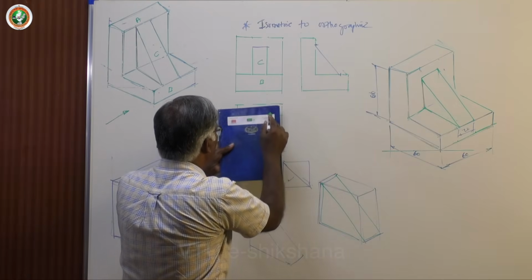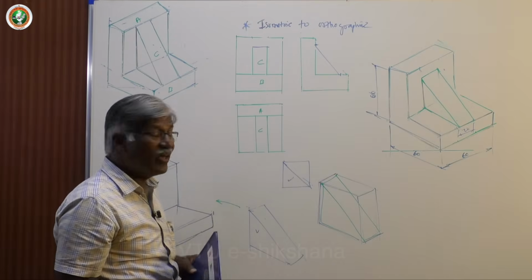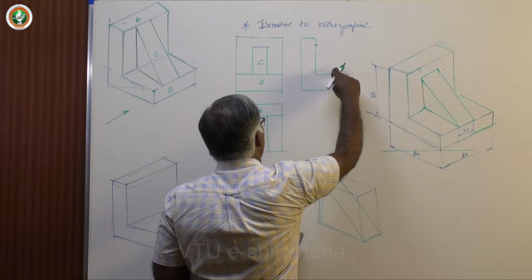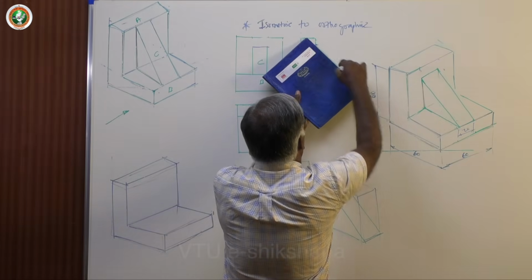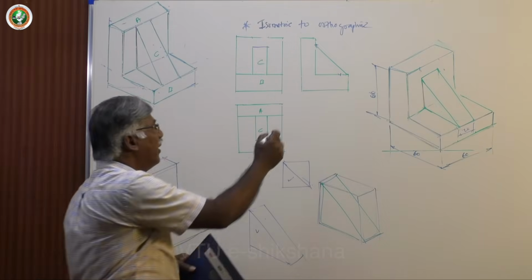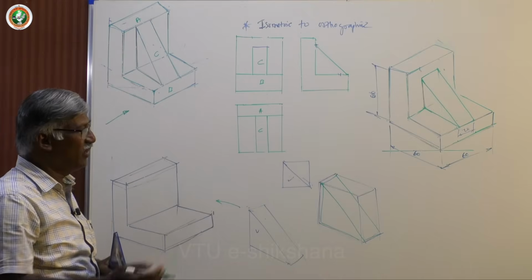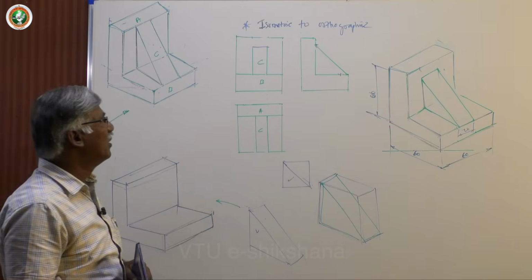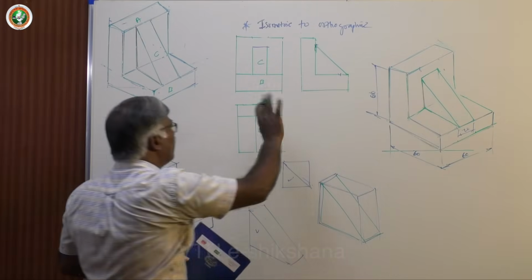What about the side view? The side view again has a change. Here, instead of this line, I am going to join it with a 10 mm gap definitely, and this is going to join to the front edge, the vertical edge. Now, the front view, top view, side view.